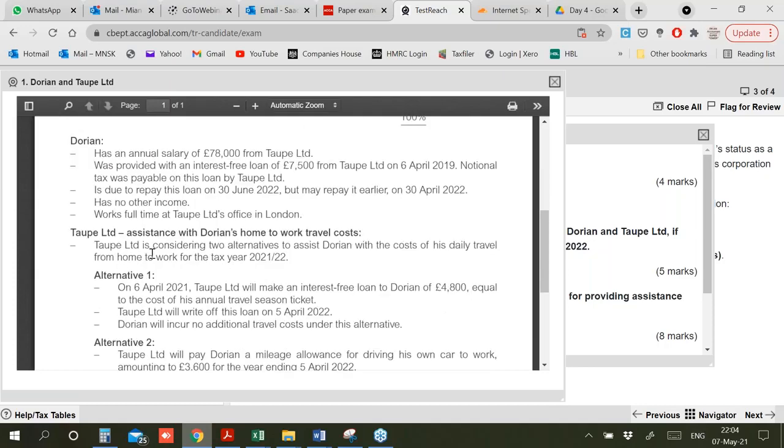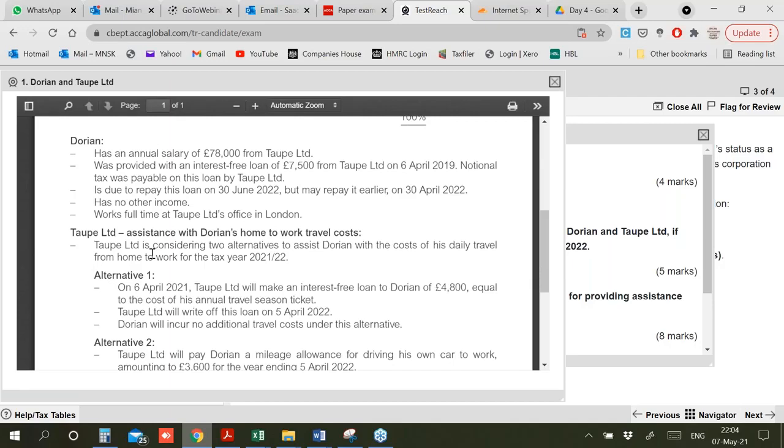T Limited assistance with D's home to work travel cost. Before that, I will tell you that home to work travel cost is not considered as performance of duties. So if your employer is paying these costs for you, it will be a taxable benefit in kind.